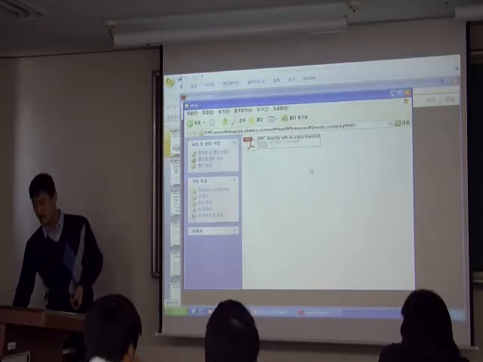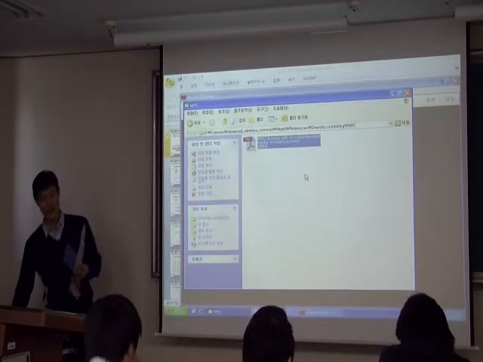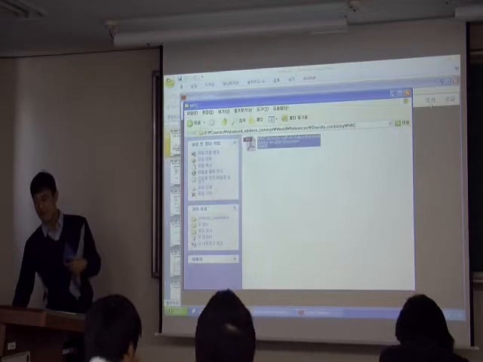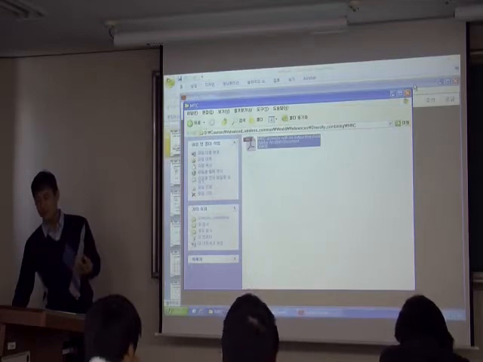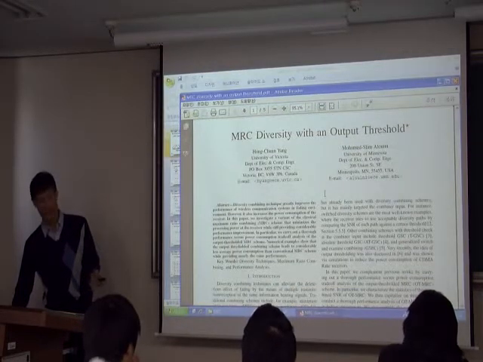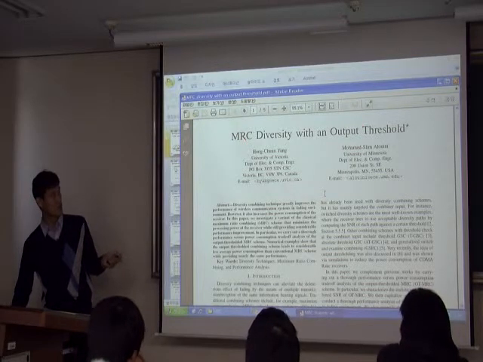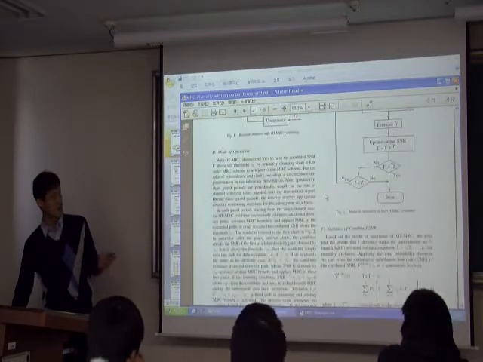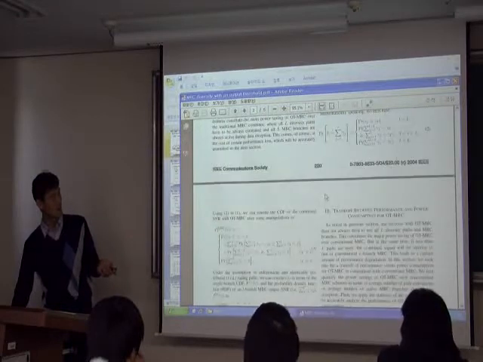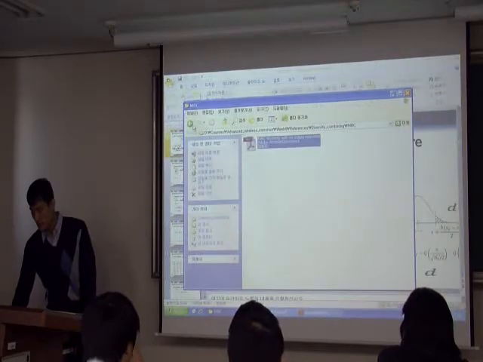So for the MRC case, this is some variation. When I say variation, what they mean is that they make a different assumption. So this one says MRC diversity with the output threshold. When they say this, that basically means they make a different assumption. And when they make a different assumption while looking at the same system, they publish a paper like this. They have a block diagram and some analysis like this. And that's what people do for MRC.